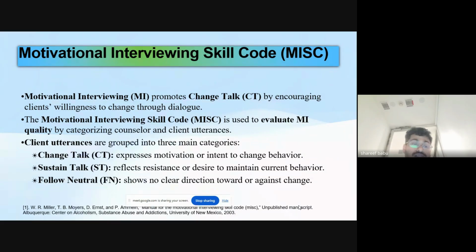Or else if that particular person says, why should I do it, if he shows any reluctance in doing it, or he wants to maintain the same behavior, like why should I, in that sense we call it sustain talk. Otherwise, even after understanding the difficulties and the pros and cons, if the person is not willing, not giving any proper acknowledgement or showing any kind of change in behavior, then that kind of sentence is treated as follow neutral sentences.